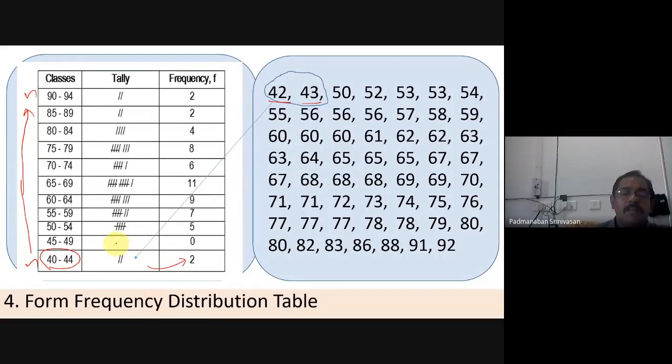This one we don't have any data, and therefore this is 0. And here you have 5 data. As you go for tally, up to 4 you can mark like this. The 5th one you have to cross it.